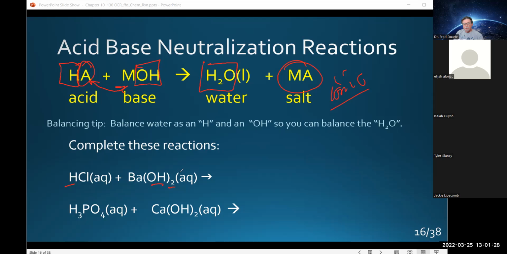Which means that you need 2 protons. Remember, we're neutralizing this. So if I have 10,000 hydroxides, guess what? I need 10,000 protons to neutralize it. Okay? I'm given here, I have 2 hydroxides. So that means I need 2 protons. And I simply put a 2 in front of HCl to give me 2 protons.